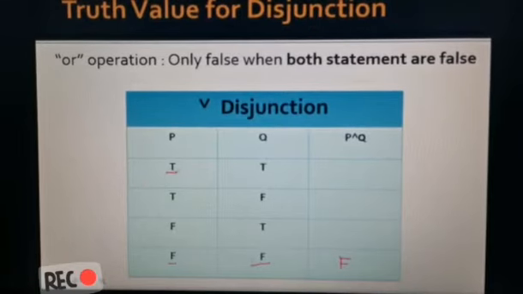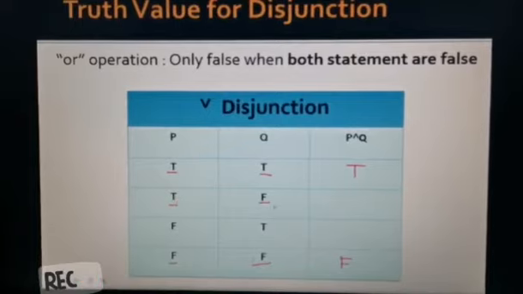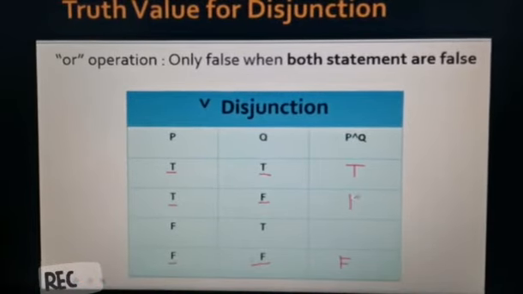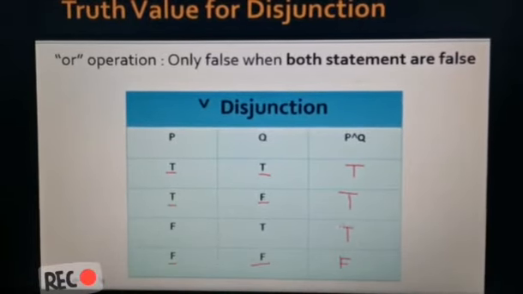So if our P is true and our Q is true, then P disjunct Q is a true statement. If our P is a true value and our Q is a false statement, since we have one true value, this is still a true statement. If our P is false and our Q is true, we still have a true statement. And take note, we have to remember that these are the truth values for disjunction.